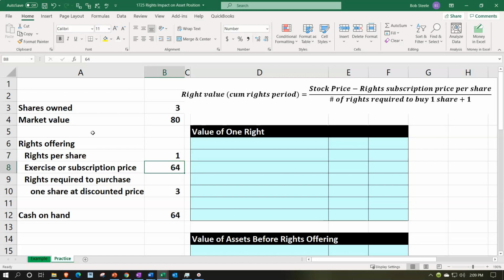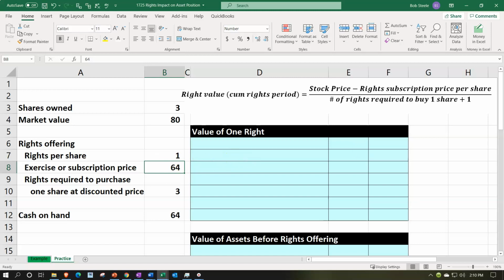The exercise or subscription price means that if we were to exercise the rights, we can buy another share at $64 instead of the current market price of $80. The rights required to purchase 1 share at the discounted price are 3, meaning we need 3 rights to purchase 1 more share at the discounted price of $64, which is exactly how many rights we have, because we got 1 right per share and we only had 3 shares to start off with. We're also going to say that we have cash on hand of $64, which will work out nice and evenly when we look at our complete portfolio, given that if we exercise the right, it's going to cost us that $64.